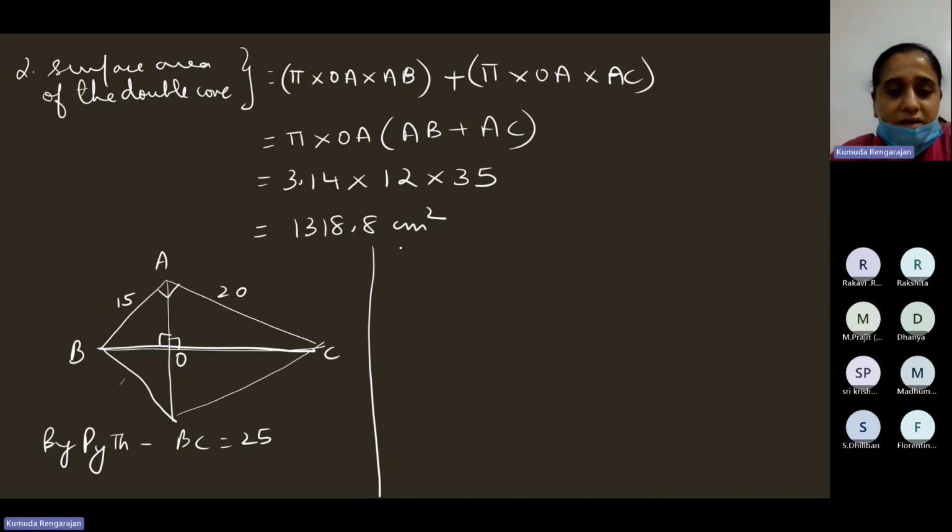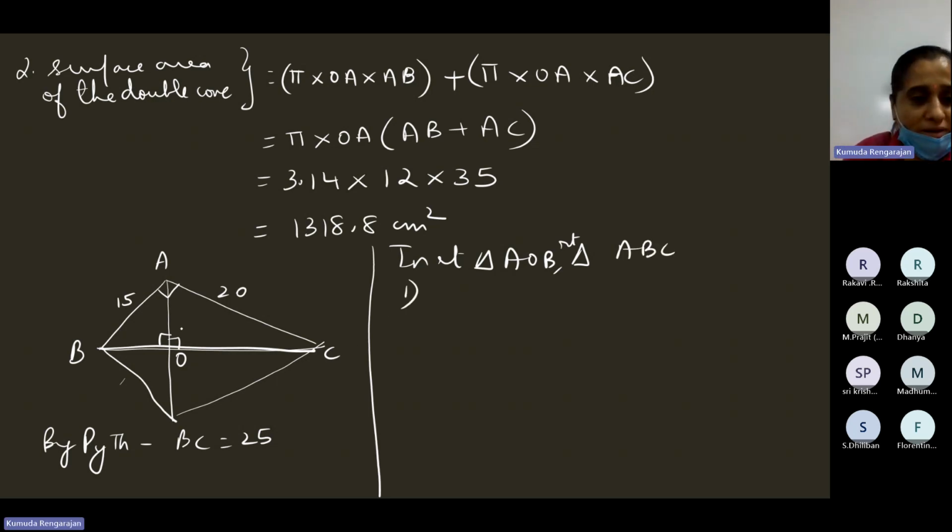So in right triangle AOB and right triangle ABC. All right. In AOB, this is 90. Let me call it angle 1. In ABC, this angle 2 is 90. So angle 1 is equal to angle 2 is equal to 90 degrees. Because in AOB, this one is 90. In ABC, this one is 90.